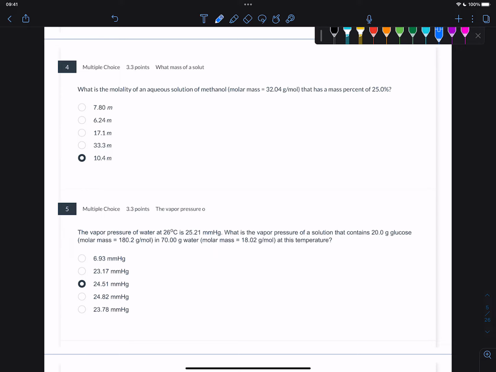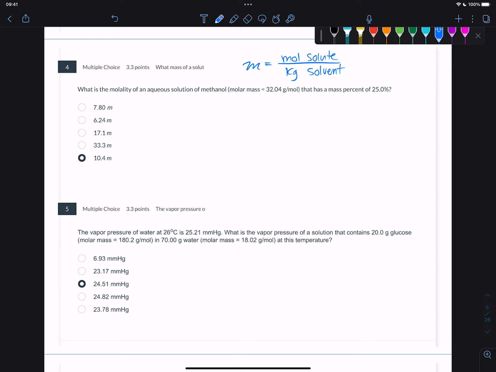For this one, we have another molality question. As a reminder, molality is the moles of the solute divided by the kilograms, or the mass, of the solvent. Just don't get that mixed up with molarity. They're very similar words. Even when I think about them, I get them mixed up. I just have to stop and think a little harder about it.